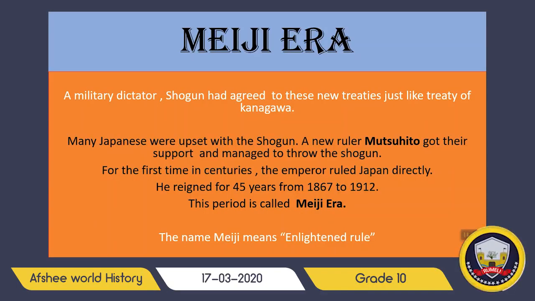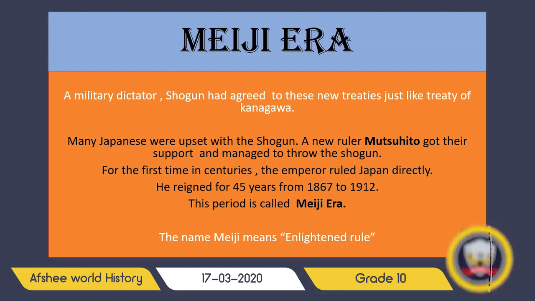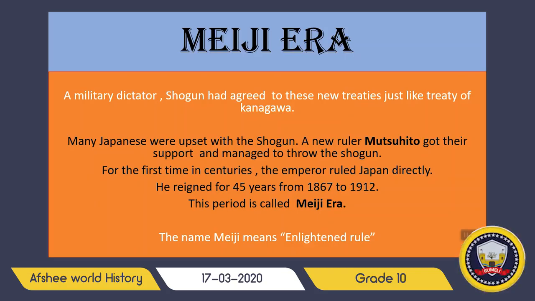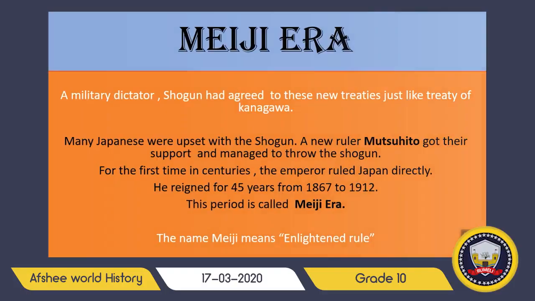So for the first time in centuries, the emperor ruled Japan directly. Mutsuhito ruled Japan for almost 45 years, from 1867 to 1912, and this period is called the Meiji Era. Meiji means enlightened rule. So in simple words, the Meiji Era was a period of rule by Emperor Mutsuhito from 1867 to 1912.